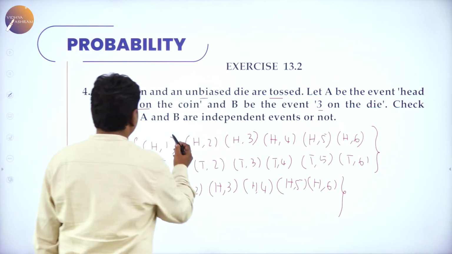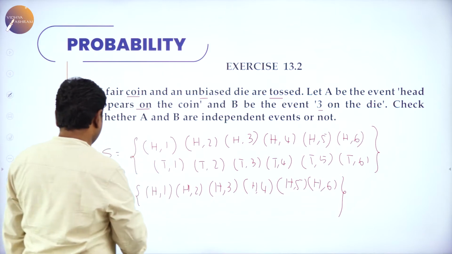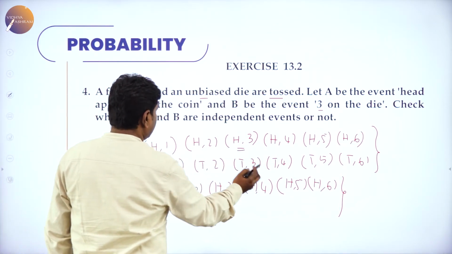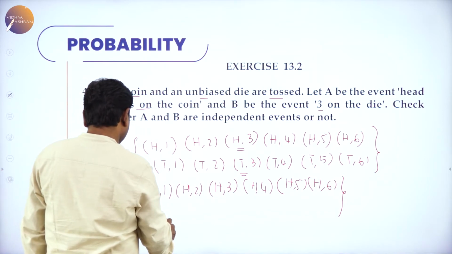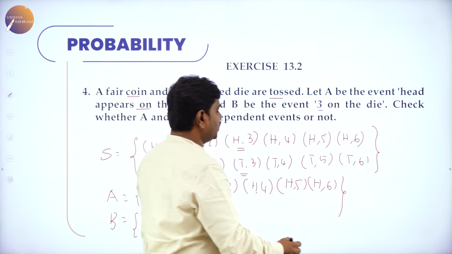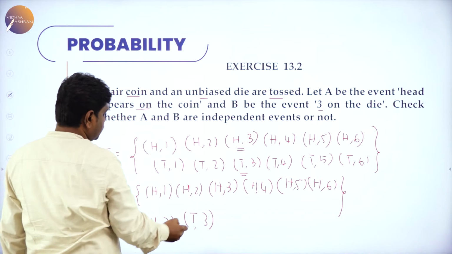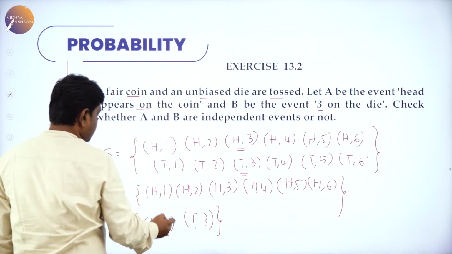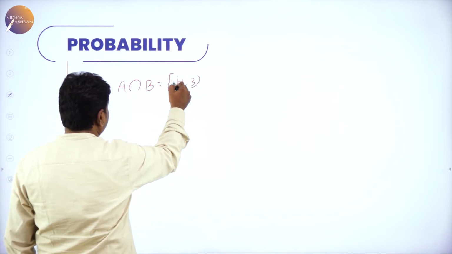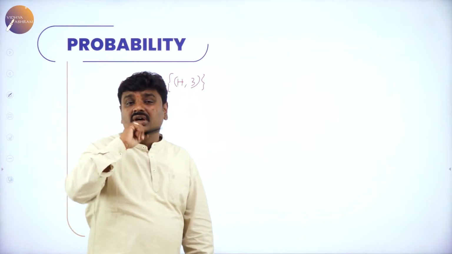Then event B. What is event B? Event B is 3 on the die. What are the outputs? See, here you have 3 on the die, here you have 3 on the die: head with 3 or tail with 3. And now as usual, you find A intersection B. Intersection means common elements. So what is common for A and B both? If you see, H3 and H3. These are the common elements. So A intersection B is H comma 3, only one element.